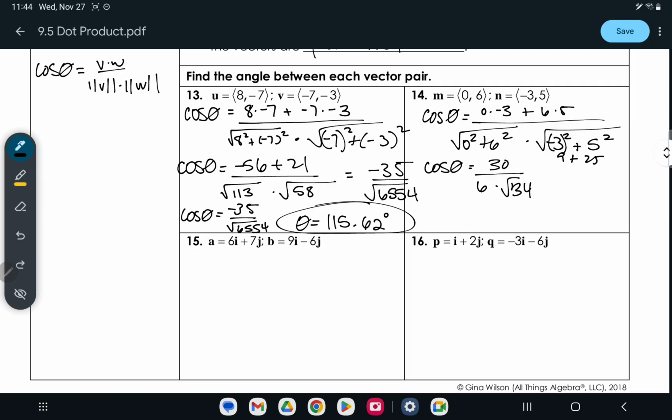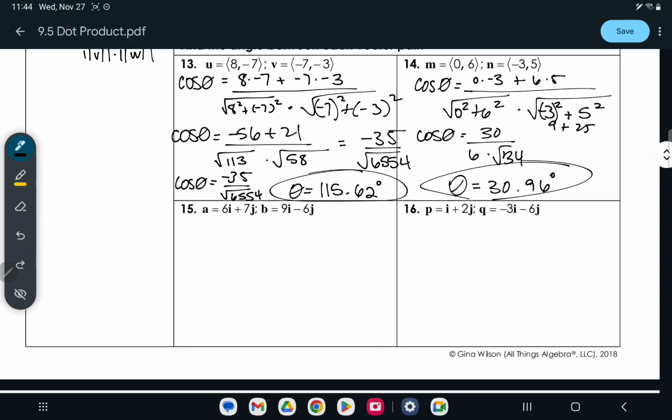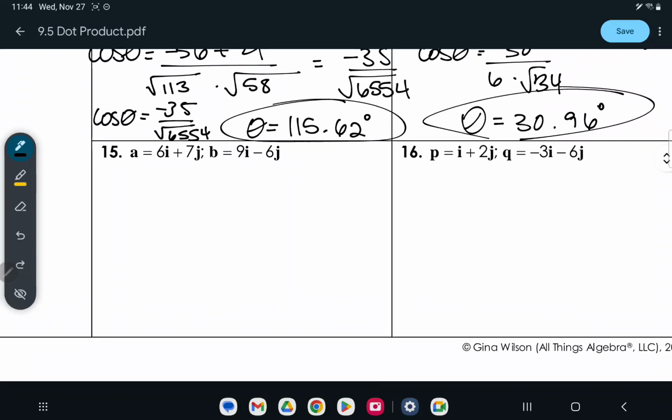So inverse cosine of 30 divided by 6 times the square root of 34. So theta is 30.96 degrees. All right, let's look at these last two here.